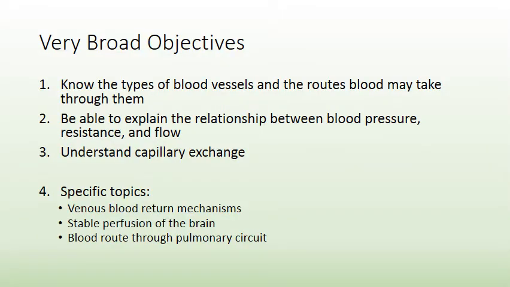Here's our reminder of our objectives. So we've already covered our types of blood vessels. We've talked about the structure of each type and the route that blood can take through them. We've also looked already at objective 3 on here, which is our capillary exchange, and we've talked about the specific topic of venous blood return mechanisms. So today what we're going to primarily be looking at is blood pressure, resistance, and flow, and how all of these factors play in and depend on each other. And then again, if we have time, we'll look at some of these other ideas about blood perfusion to the brain and blood running through that pulmonary circuit.